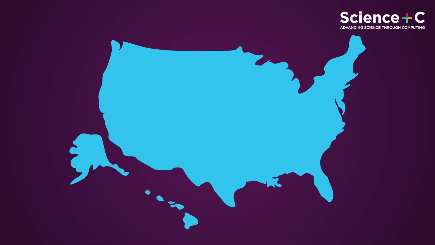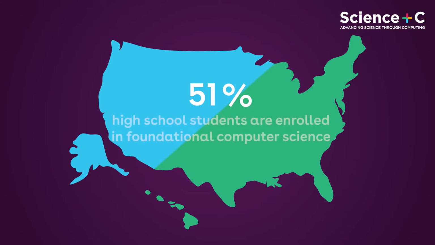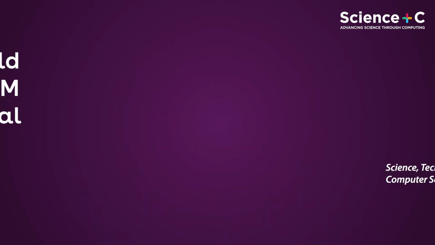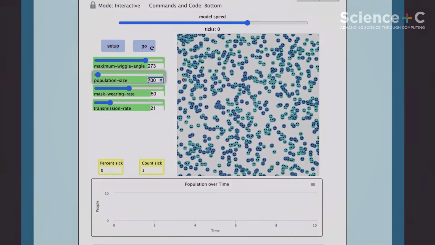Currently, only a little over half of public high schools across the U.S. offer at least one foundational computer science class. And in states with enrollment data, only 4.7% of high school students are enrolled in foundational computer science. All students should have the opportunity to build computational skills as part of their regular high school curriculum.